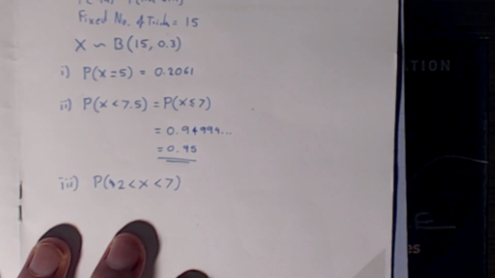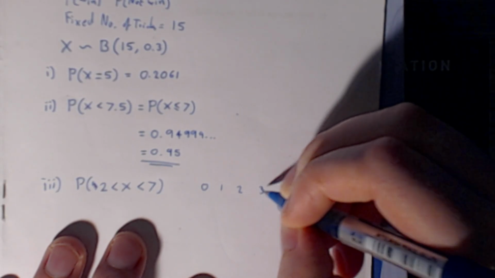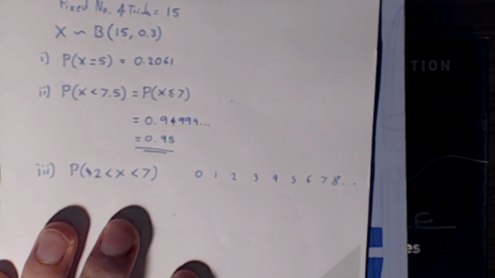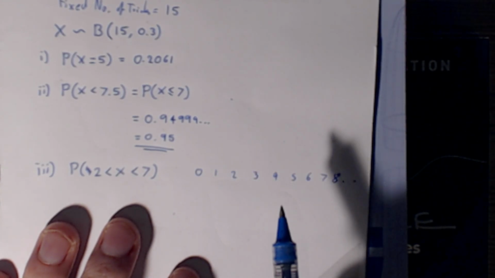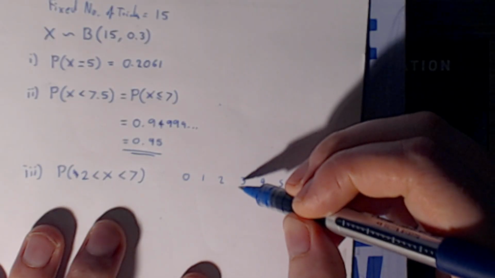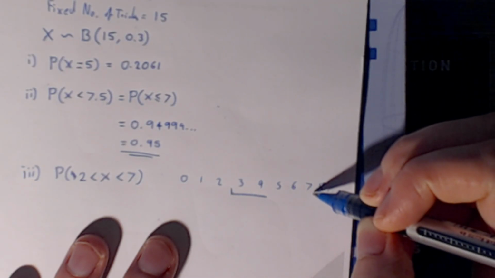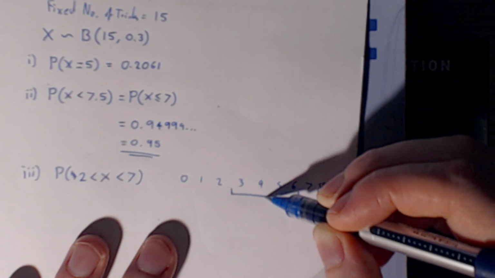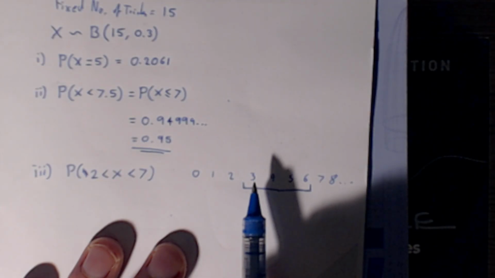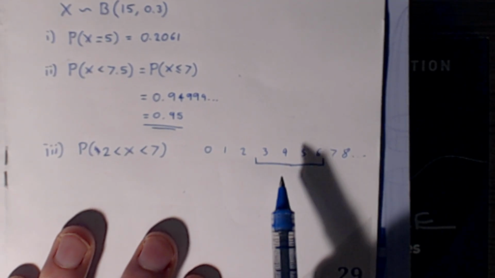We can think about all the options of what Kirk can win: 0, 1, 2, 3, 4, 5, 6, 7, 8, and so on. So I've just listed those possibilities. The ones that fit this inequality: we want it to be more than 2, so 3 or above, and less than 7, so 6 or below. We need to come up with a way to write Kirk wins 3, 4, 5, and 6 games in one set of inequalities.